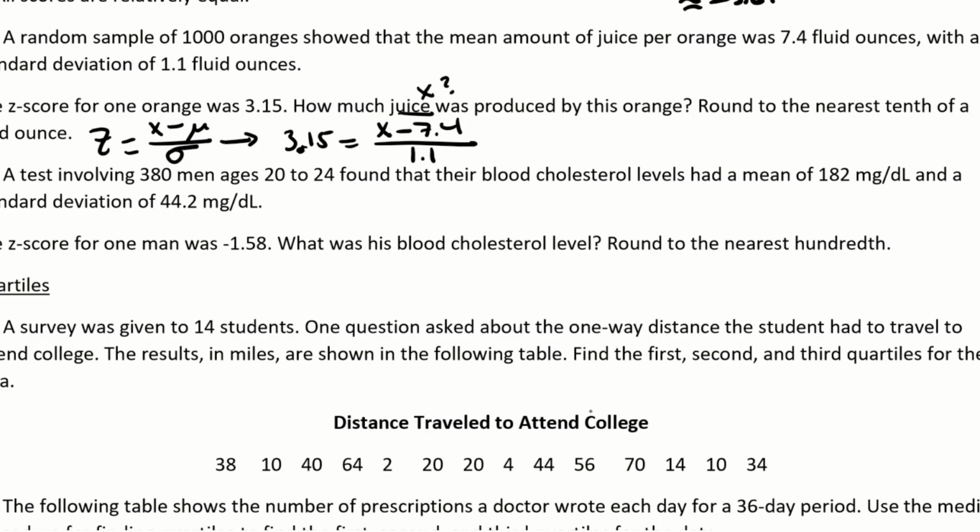Now, technically, this is a sample, so really we should be using the x bar formula. So let me use that here instead, because they said a sample. We're going to say x bar divided by s. This is just a difference in symbols, but either way the formula is still the same. So we're going to multiply both sides by 1.1, and that's going to cancel this out.